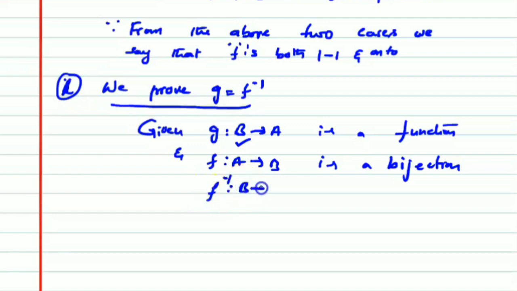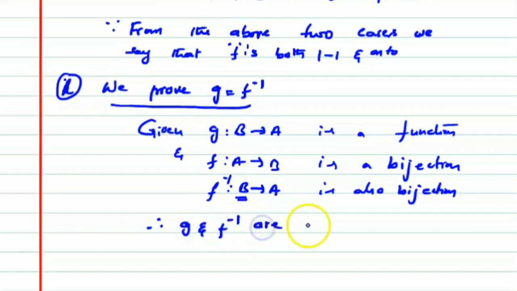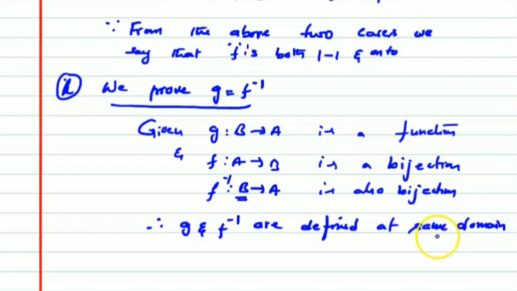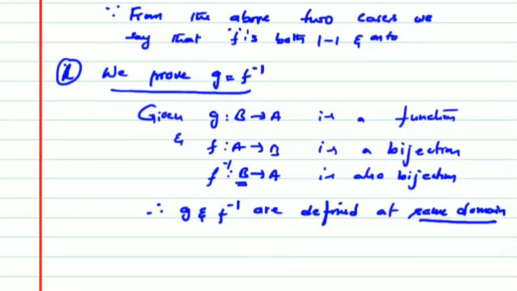See, f inverse maps from B to A. Look at f: f mapping from A to B is a bijection, already proved. So f inverse exists, and since f is a bijection, f inverse is also a bijection. Now look at g and f inverse. The domain of g and the domain of f inverse are the same, B. Therefore, g and f inverse are defined on the same domain. It's very important.